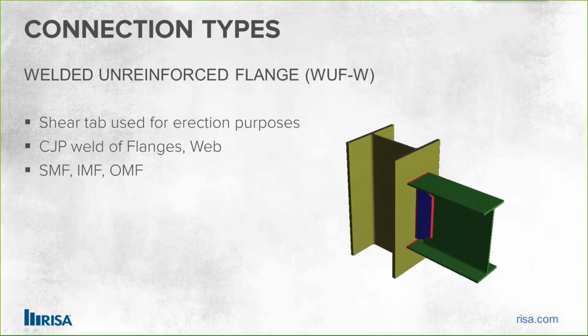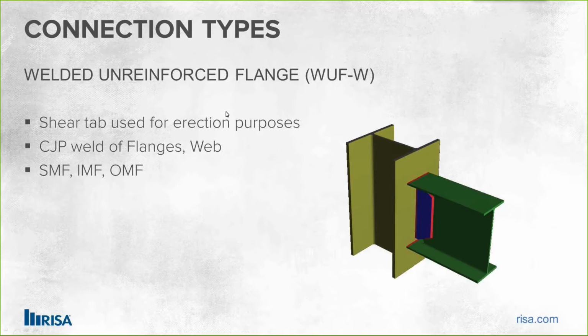So let's talk about the types of connections that we have for moment connections in seismic regions. And this would be the connection between a moment frame beam and a moment frame column, where the beam is coming into the strong axis of the column and we have a fully fixed connection.